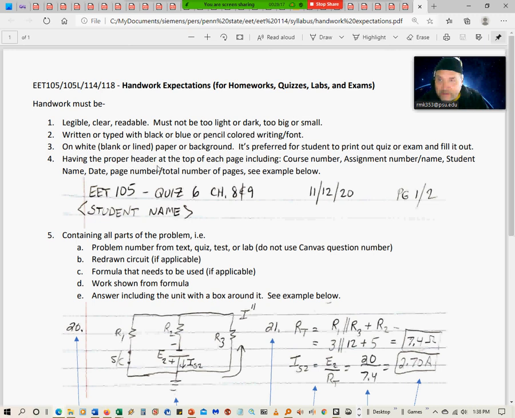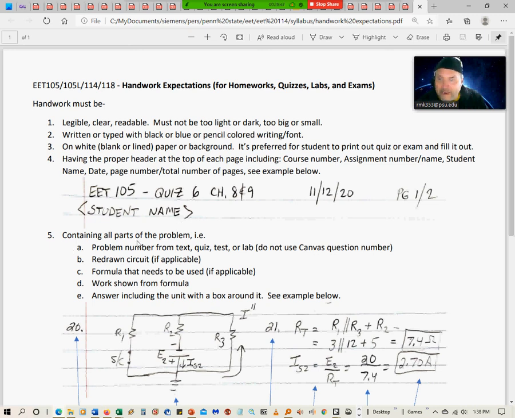Having the proper header at the top of each page, including course number, assignment number and name, student name, date, page number, and total number of pages. See this example. This is an example of a header that I would put if I wrote it by hand at the top of each page. This way nothing gets mixed up on my end, and you submit me the proper and complete handwork.